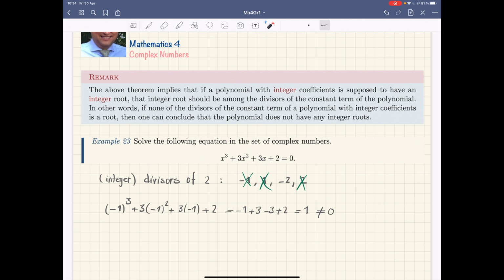Let us test this one. If I put -2 there, it becomes -8. So let me write (-2) to the power of 3 plus 3 times (-2) to the power of 2 plus 3 times (-2) plus 2. Let us check. It becomes -8 plus 12 minus 6 plus 2. Is that right? Yes, it becomes 0. So by inspection, I realize that -2 is a root.